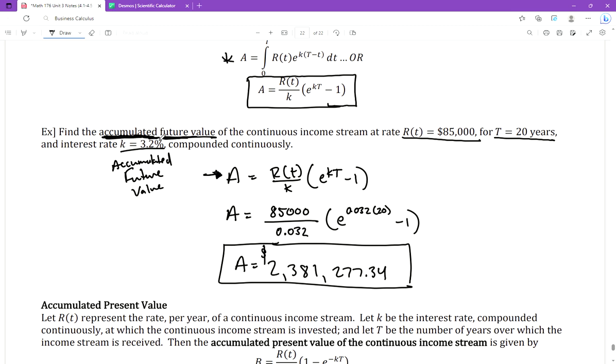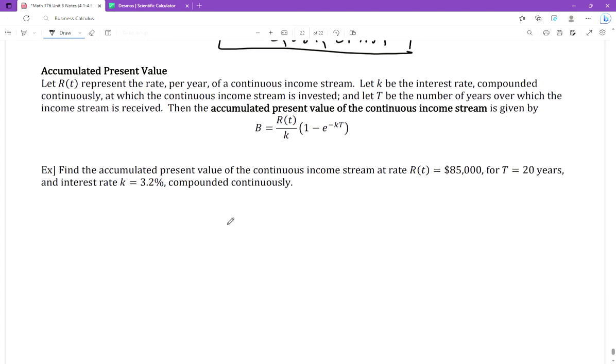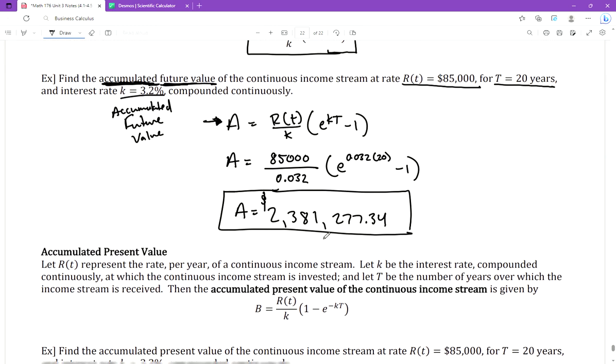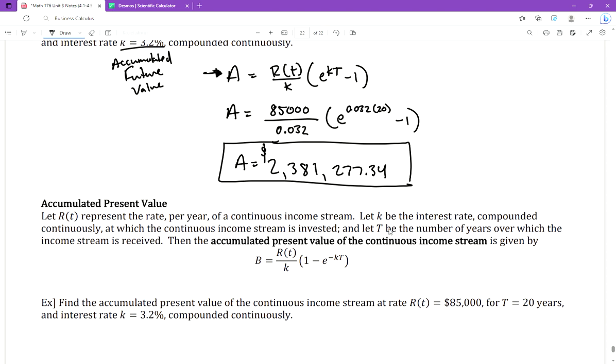Now, an accumulated present value is a very similar formula. The main thing is present value. We still have a continuous income stream. They changed capital A to B instead. So for accumulated present value, notice the change: the first fraction is still the same. They switched the order of the exponential and 1, and it is also a negative k. So negative k. That's the formula that we'll use for accumulated present value.